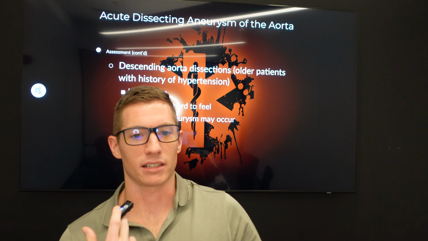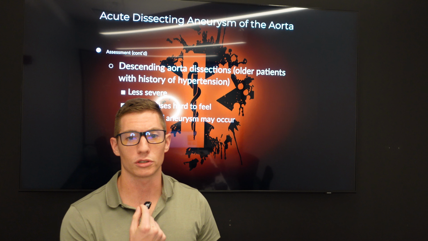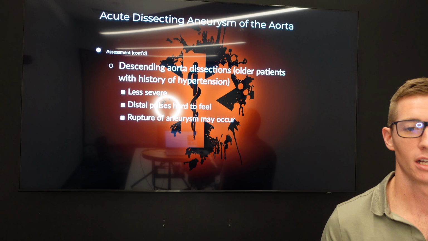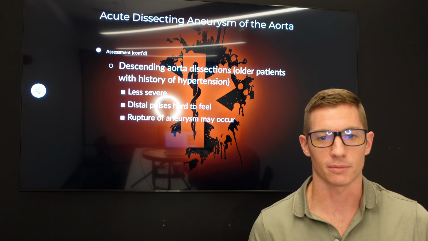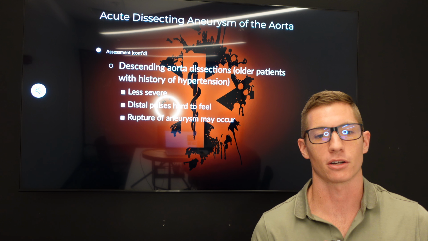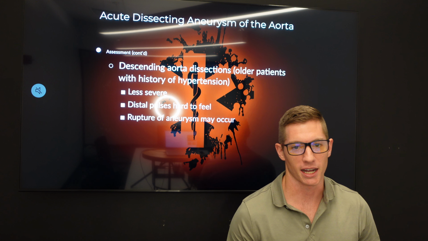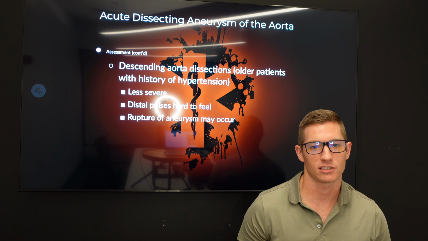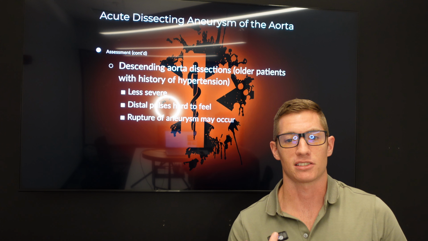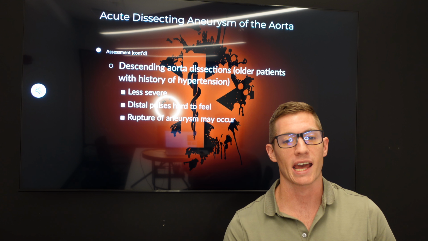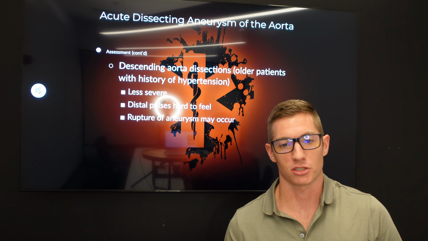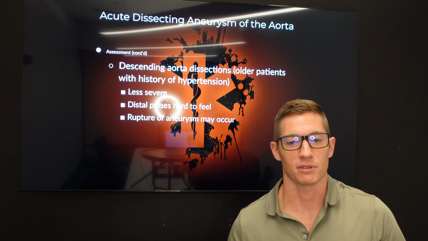Descending aorta dissections are more common in older patients, especially those who have a history of hypertension. Pain is less severe than with ascending aorta dissections, and distal pulses may be hard to feel. Rupture of the thoracic aneurysm may occur, and signs of hemothorax may present if the dissection ruptures into the pleural cavity. Signs of cardiac tamponade may be present if the dissection ruptures into the pericardial cavity.